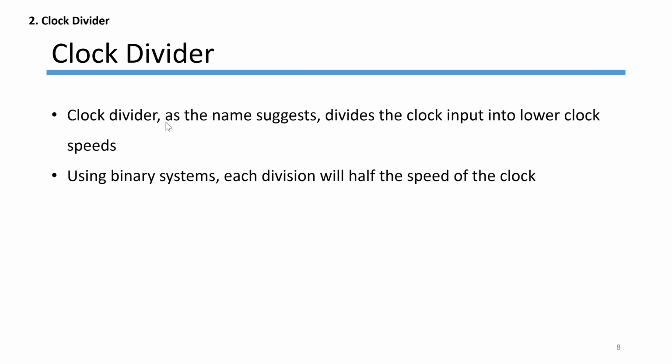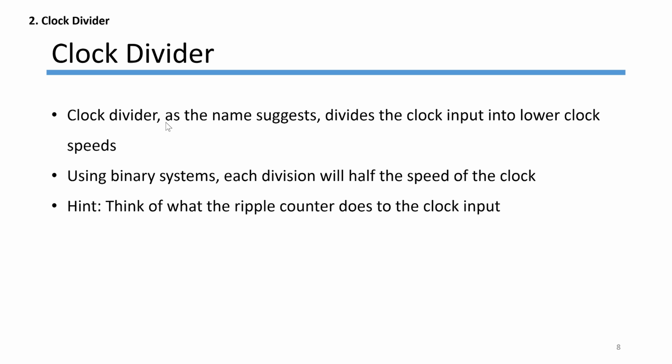Now let's talk about clock dividers. So clock dividers, as the name suggests, divide the clock input into lower clock speeds. Using the binary system, so what we use with 1s and 0s, each division will halve the speed of the clock. Now, the hint that we suggest is think of what the ripple counter does to the clock input.